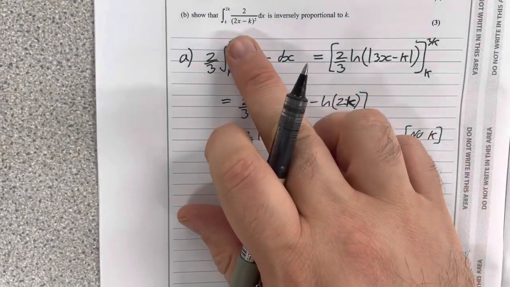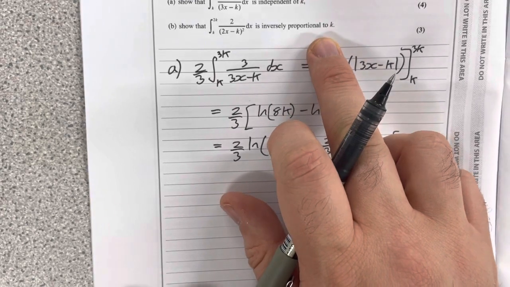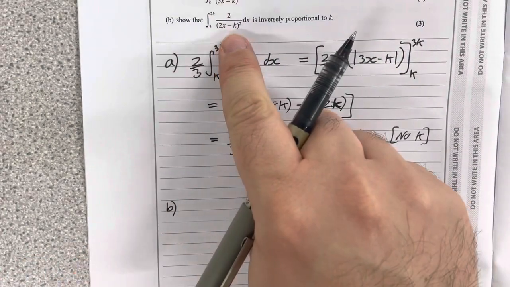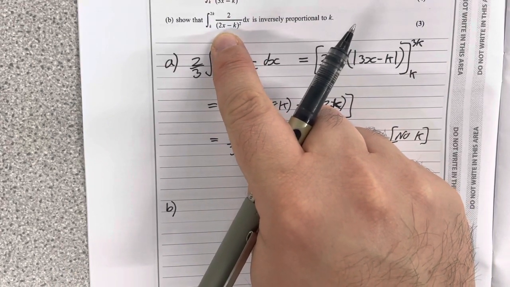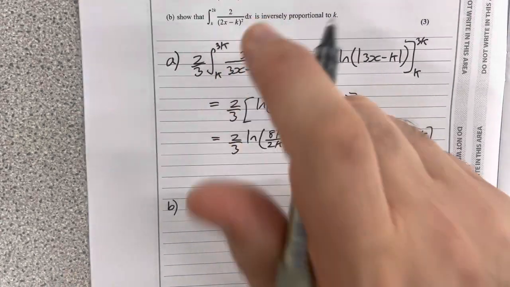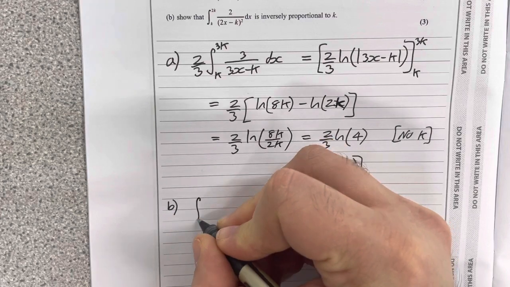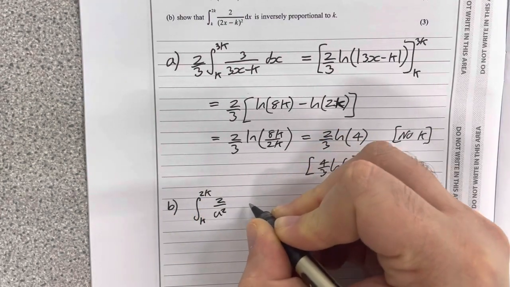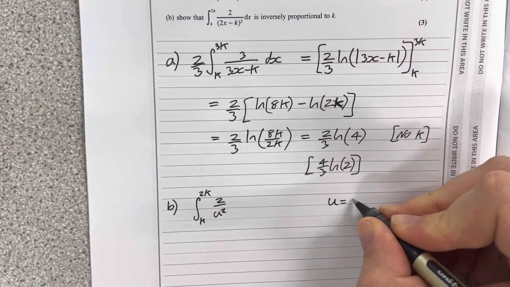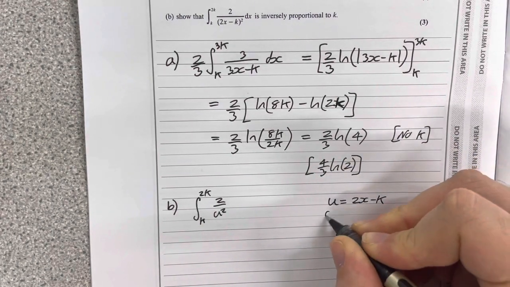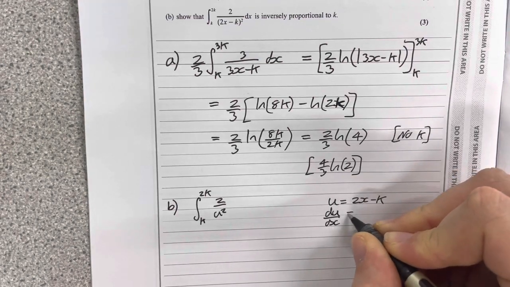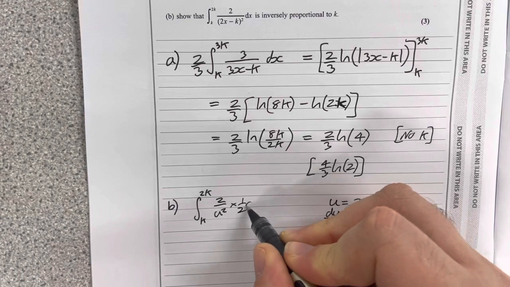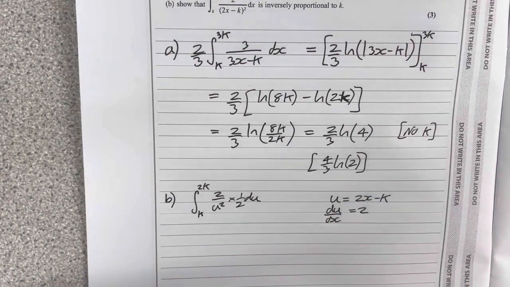And part B, show that this is inversely proportional to k. Okay, so part B. I'm going to use a substitution in this case because we've got a squared on the bottom. So I'm going to say this is the integral from k to 2k of 2 over u squared, where u is equal to 2x minus k. That means that du by dx is 2, which means that dx is a half du. So get a half in there.